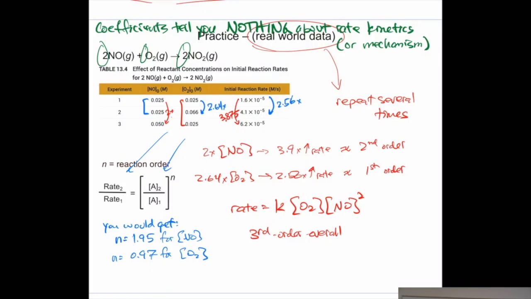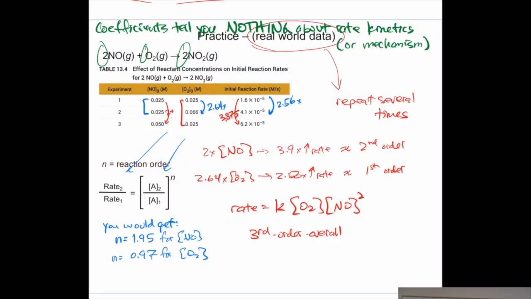Okay, you see that? I don't have a pointer here. But 2NO plus 1O2 goes to 2NO2. And in our rate law, we have O2 first order and NO second order. So that matches the coefficients of our balanced equation. Okay? So what I have written on here in green is true. You can't look just at the balanced equation and infer what the rate law is.